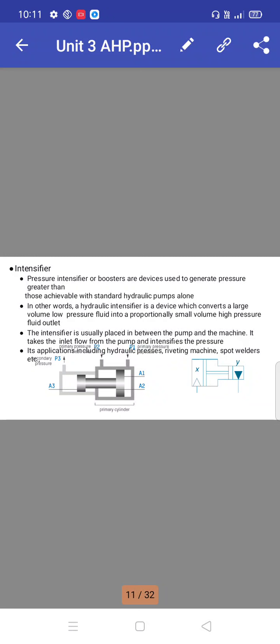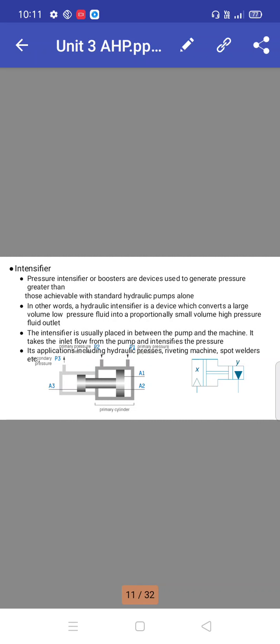Next to the accumulator, we can discuss intensifiers. The pressure intensifier, or booster, is a device used to generate pressure greater than that achievable with standard hydraulic pumps alone. In other words, a hydraulic intensifier is a device which converts a large volume of low pressure fluid into a proportionally small volume of high pressure fluid outlet. The intensifier is usually placed in between the pump and the machine.